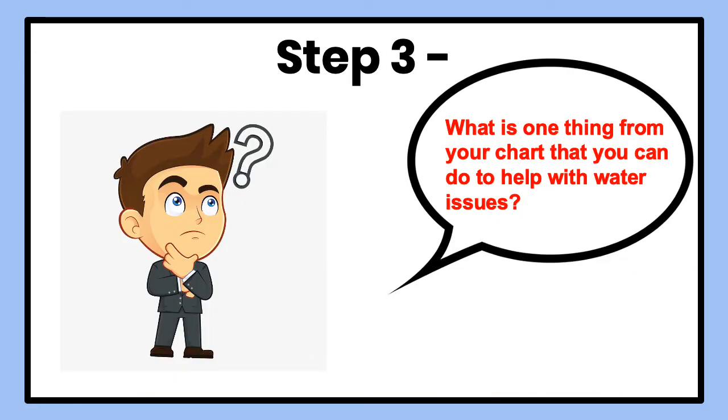Now you will need to review the list of solutions you added to your chart. Ask yourself, what is one thing from my chart that I can do to help with water solutions? Which solution will you choose? Pause the video and discuss with a family member, caretaker, or friend what solution from your chart is something that you think is doable, something that you think you can help to solve. Please pause the video.